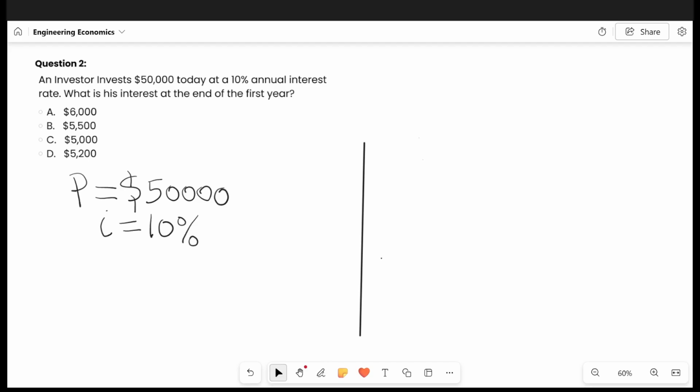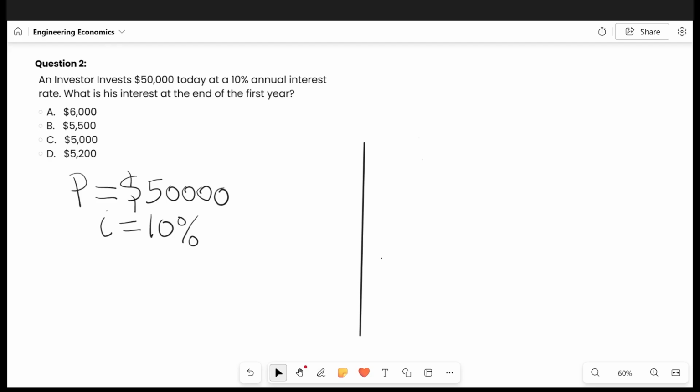So before we can actually calculate the interest at the end of the first year, we will need to first calculate the future value of the $50,000 the man invests today. And the future in this case is 1 year from now.